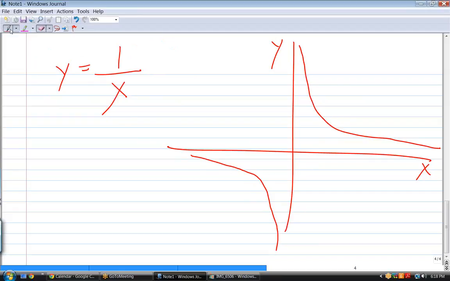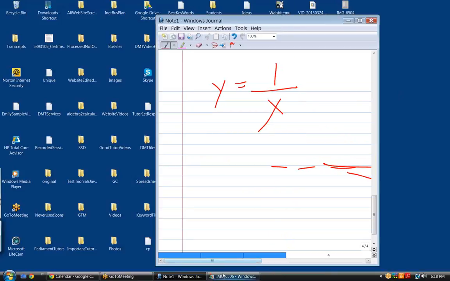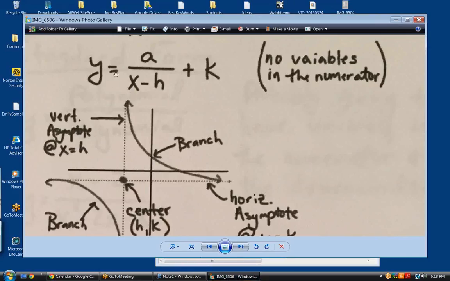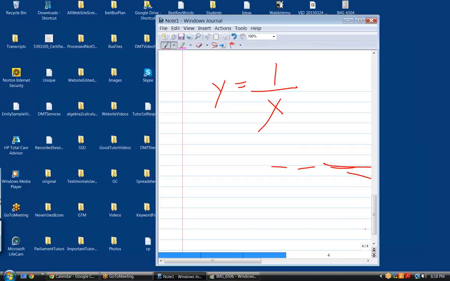You have horizontal asymptotes at Y equals 0. You have vertical asymptotes at X equals 0. Okay. Everything they're showing you in this image is kind of a variation of that. In other words, it's some number over X minus some other number, and then plus some vertical shift factor. Okay, so let me take an example of what they're saying.